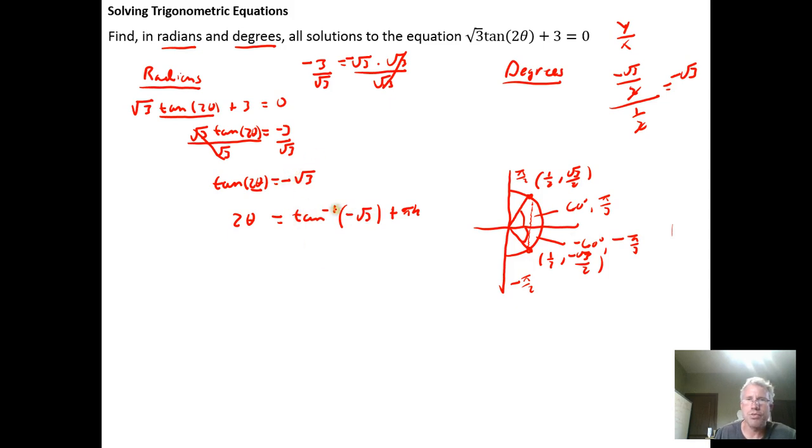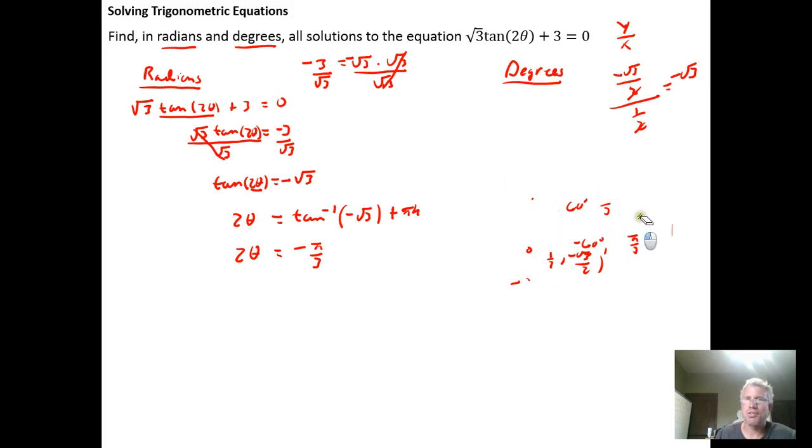this angle has to be the angle that generates that side ratio. So I can simplify this. Twice theta equals the tangent inverse of negative root 3, which is negative pi over 3 radians. See how fast I can get rid of that picture, because it's going to be in my way in a minute. So it's still going to be plus pi times k, and then to get theta by itself, we simply multiply both sides by a half.